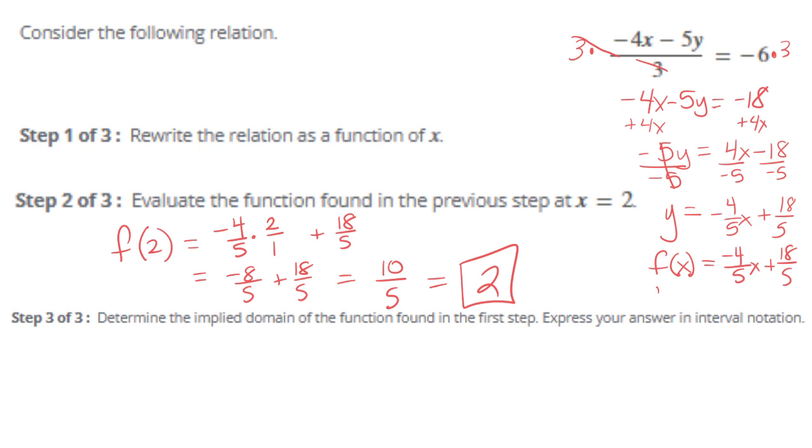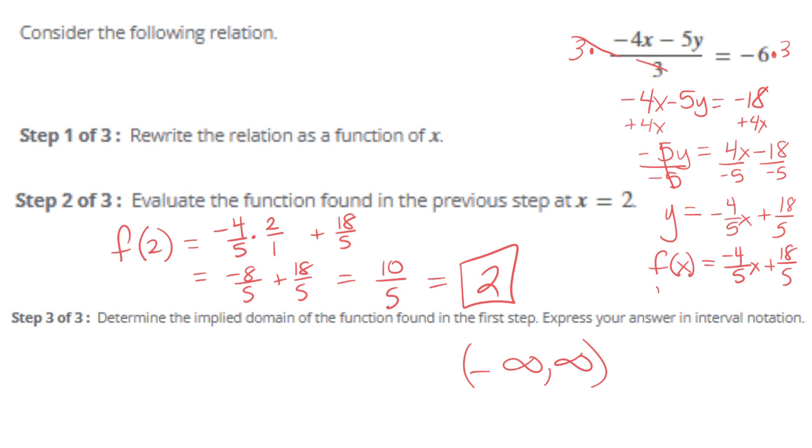Well, I know there's fractions involved here, but the x itself is not a fraction. It's not in your denominator. It's just getting multiplied by a fraction. So x can be anything I want. The implied domain would be negative infinity to infinity. All right, so that's the first one.